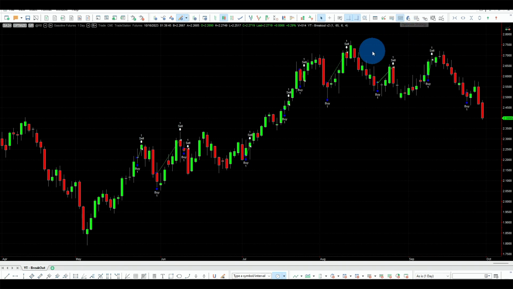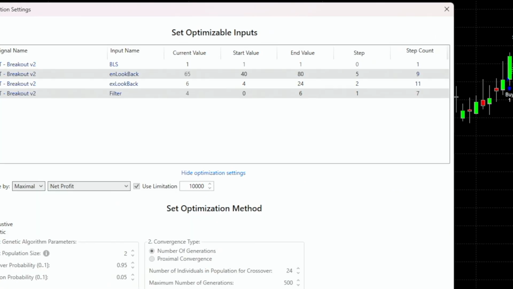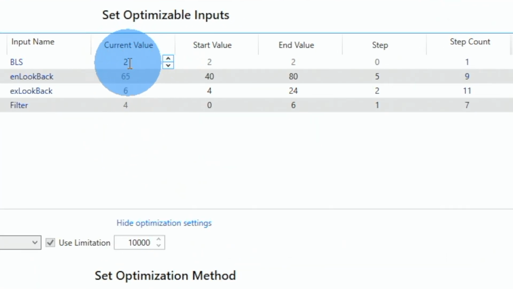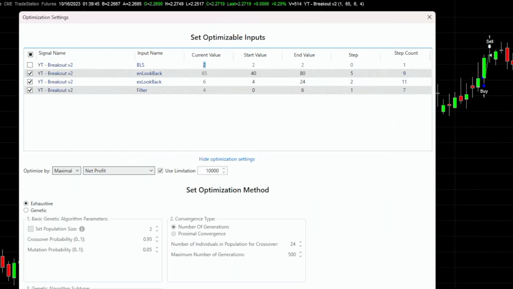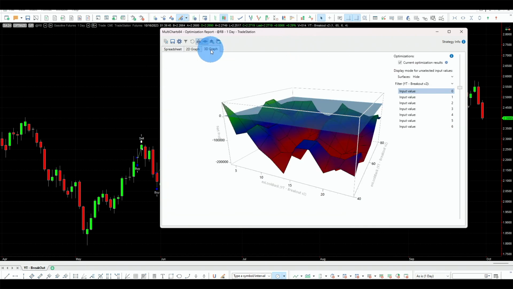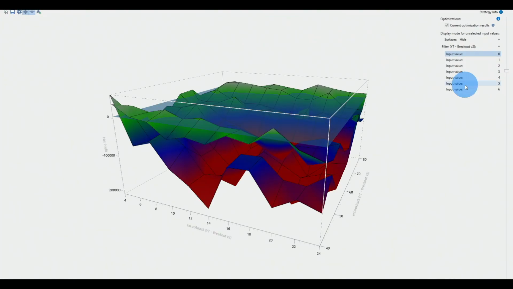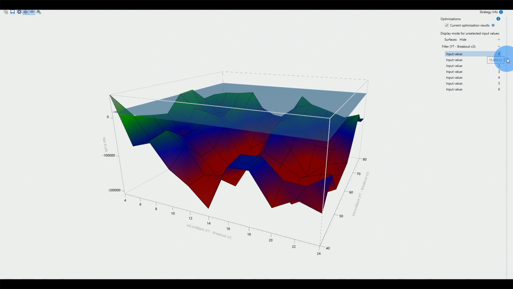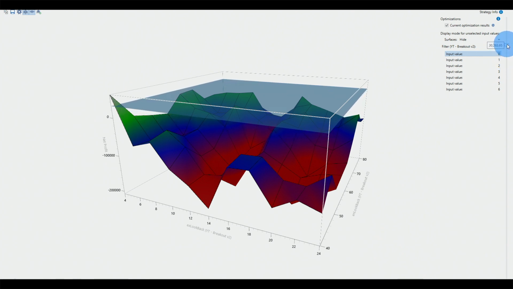So let's go back here, and it's the same everything, but now I'm only going to switch this to 2. So 2 is short. We will do the same optimization, same number of iterations. So again, let's pull up the 3D graph and let's maximize that. Okay, so let me set the water level at 30 as we don't have many profitable strategies.